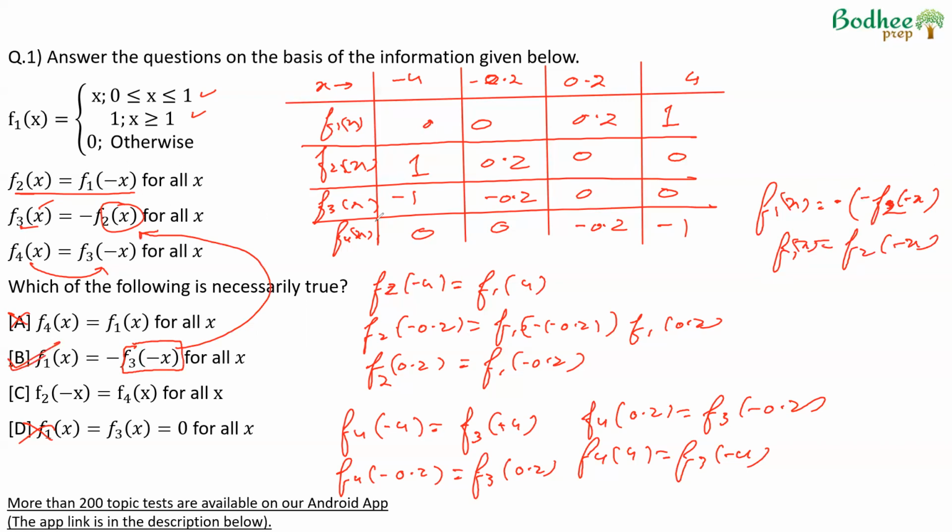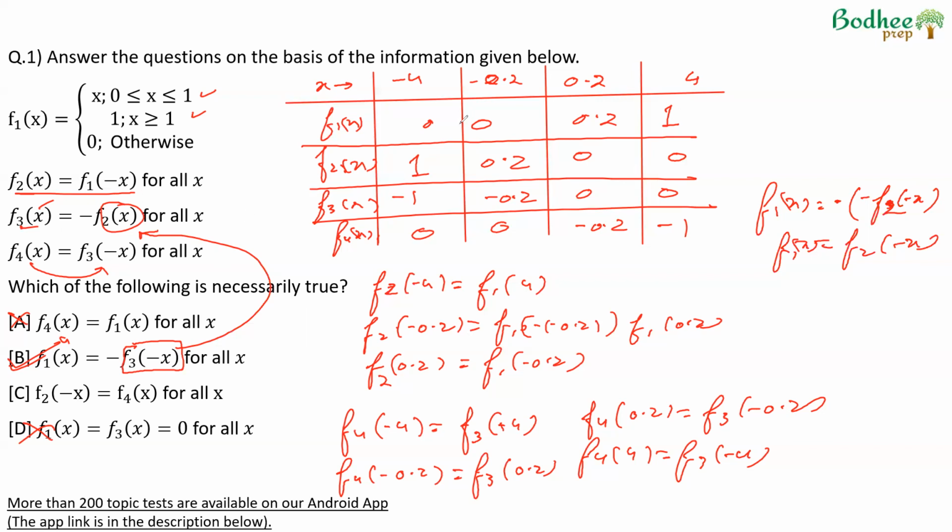Therefore B becomes positive. We can also put the value. If you put x as 4 here, F1 of 4 is 1, minus F1 of minus 4 will also be 1. If you put x as 0.2, f of 0.2 is 2, minus of F3 of minus 0.2 will also be 2, and so on. And therefore, amongst the following, B becomes correct.